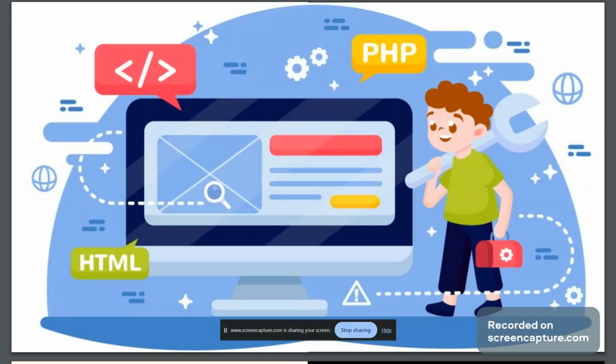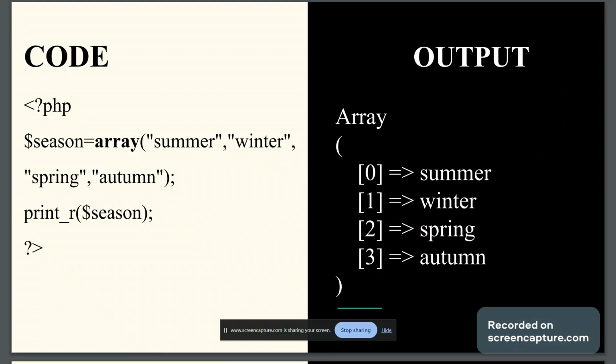Now, how to create these arrays in PHP? A simple way to create a numeric or indexed array: we can have a variable name equal to the array function, which is used to create an array, and whatever values or data we want to create the array with, we have to mention in double quotes and separated by comma. Terminate the array initialization with a semicolon.